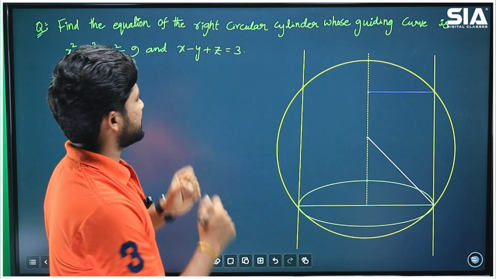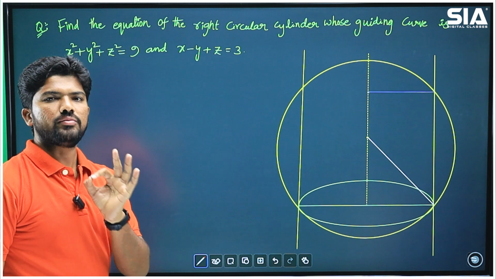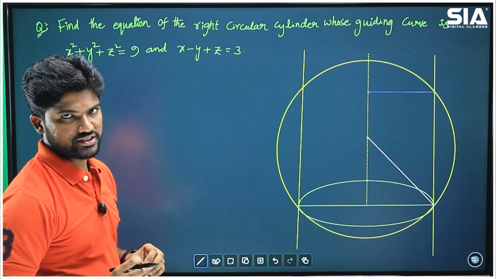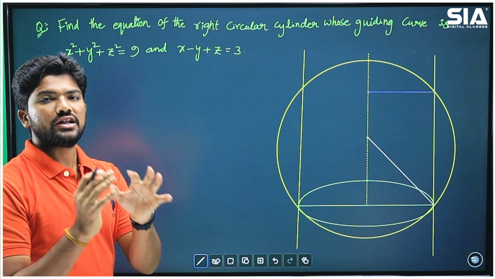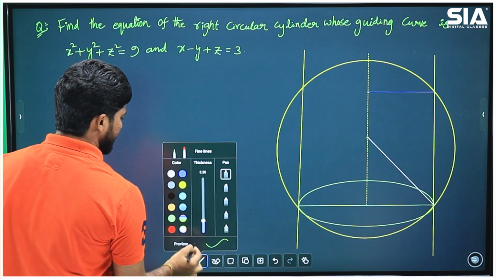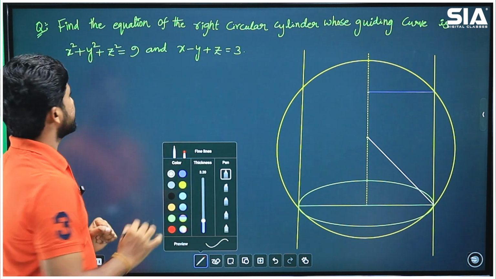So now in this lecture we are going to discuss one of the very important problems repeated so many times, especially essay type of questions. Okay, so a problem based on the right circular cylinder. Very important problem and very easy problem. First of all, observe the problem.